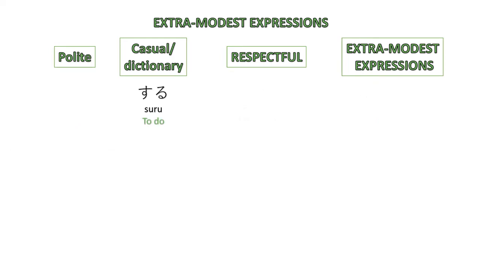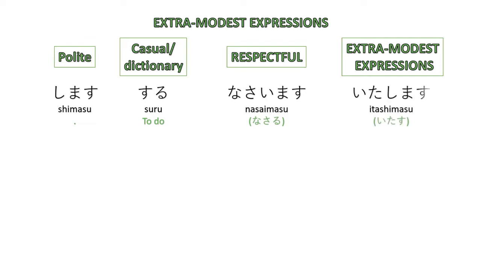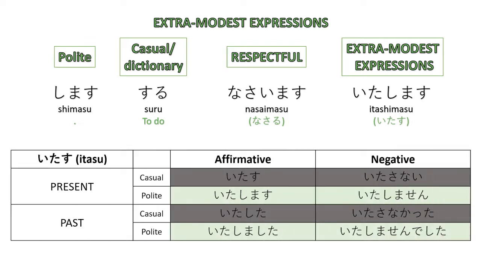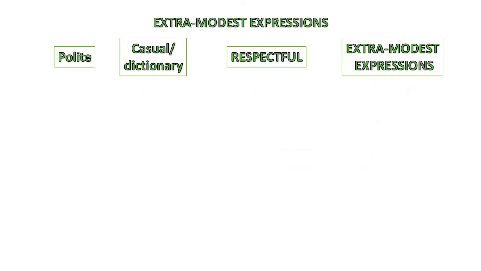Next verb, suru, to do. So suru, shimasu, the polite form. Nasaimasu, the respectful form, from nasaru. And then the extra modest, itashimasu, from itasu. The conjugations are itashimasu, itashimasen, itashimashita, itashimasen deshita.